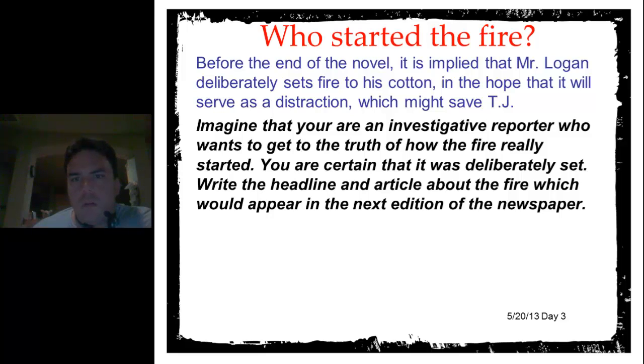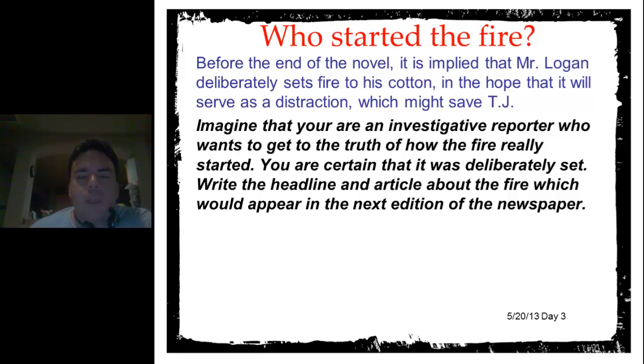Alright, here's your warm-up to be written in your writer's notebook. We're talking about who started the fire. Before the end of the novel, it is implied that Mr. Logan deliberately sets fire to his cotton, in hope that it will serve as a distraction which might save TJ.